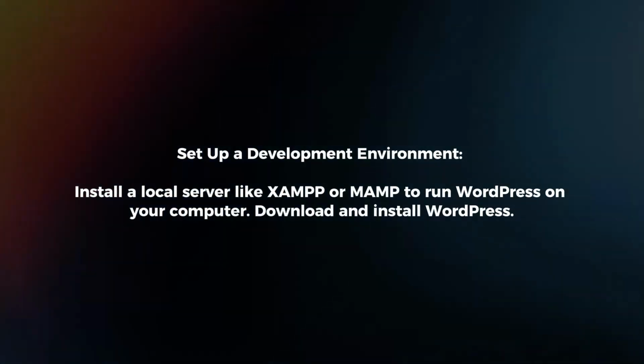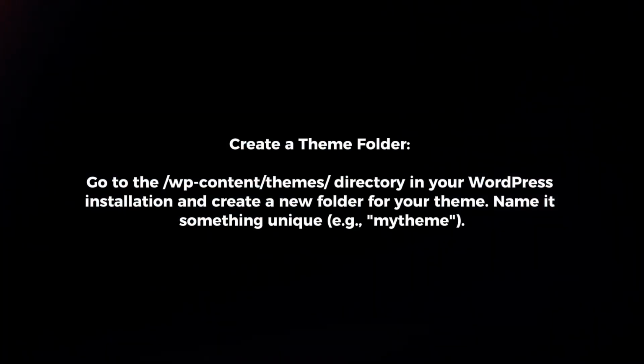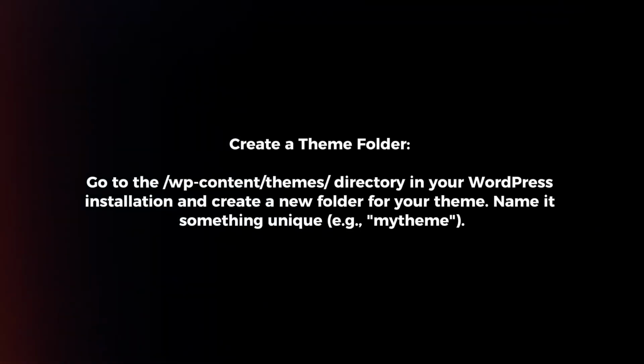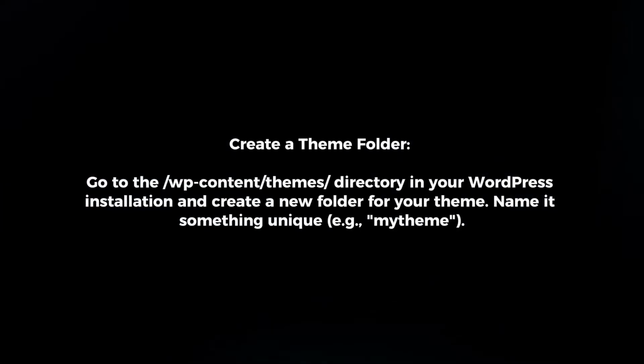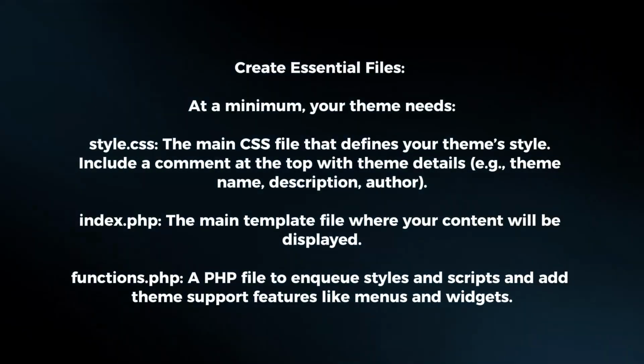Download and install WordPress. Create a theme folder. Go to the wp-content/themes directory in your WordPress installation and create a new folder for your theme. Name it something unique.